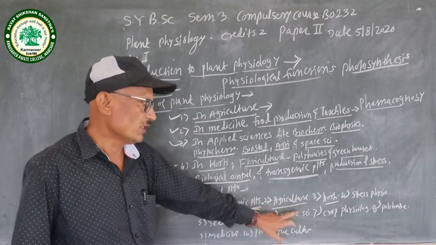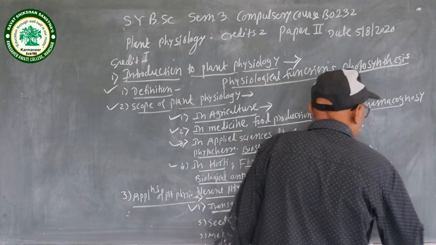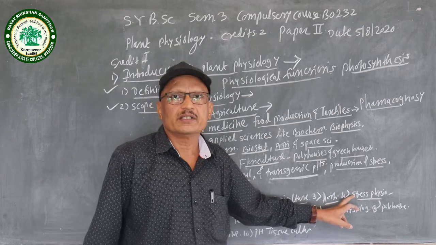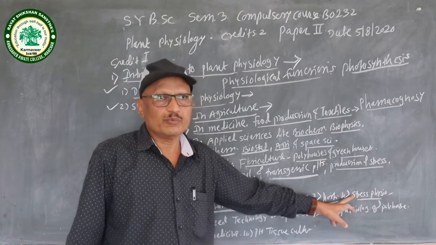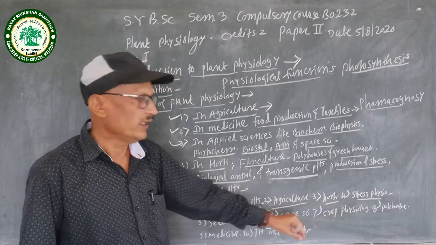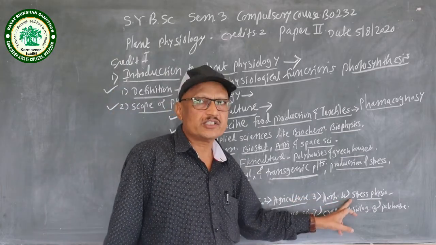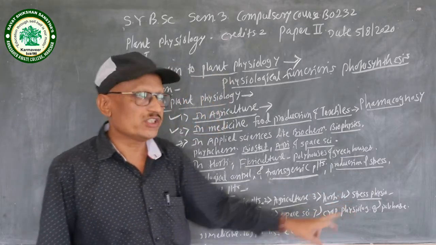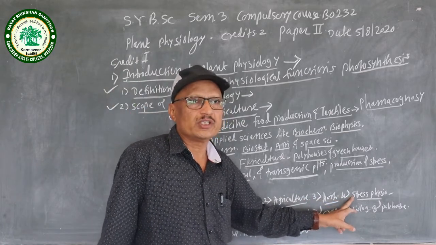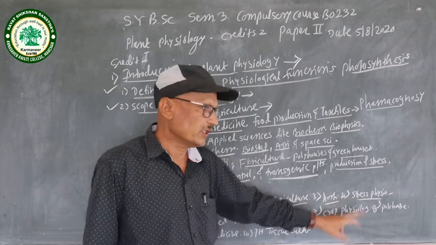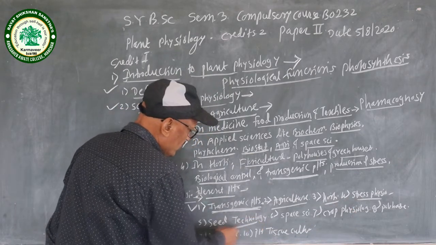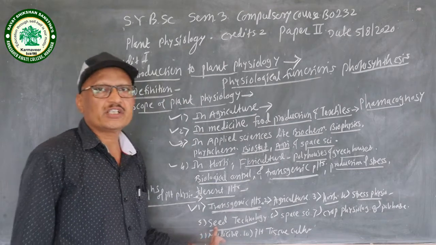applicable in horticulture. Then stress physiology, where in the rain-fed area there is a problem of water, there is less availability of water. In these areas, scientists recommend the drought resistant variety and short duration variety, that is, stress physiology is used in the production of drought tolerant variety or salt tolerant variety. Knowledge of plant physiology is also used in seed technology.